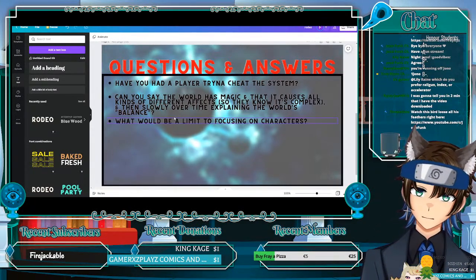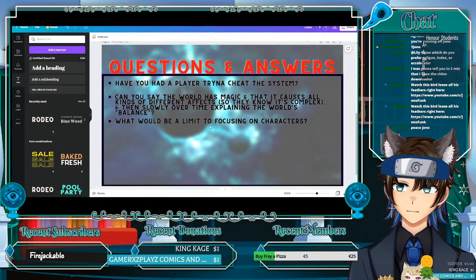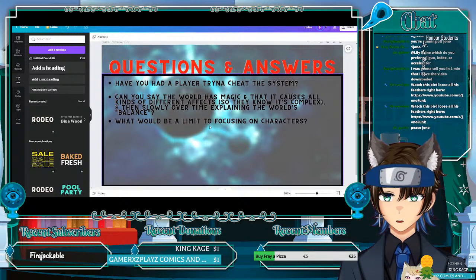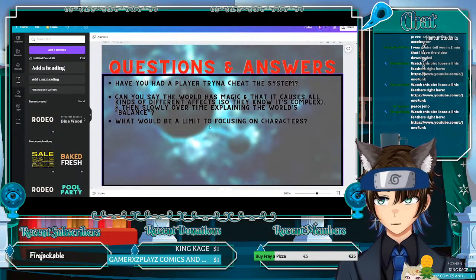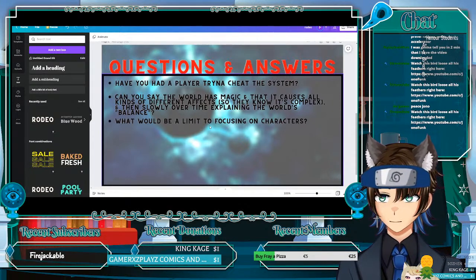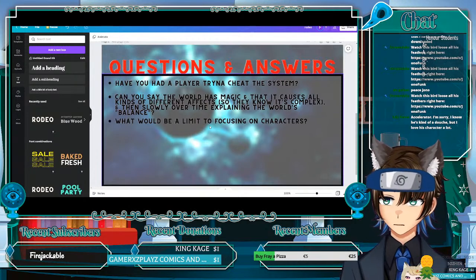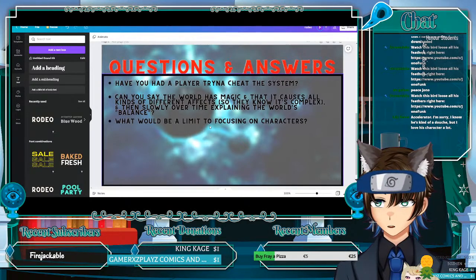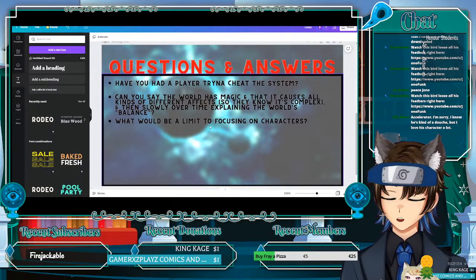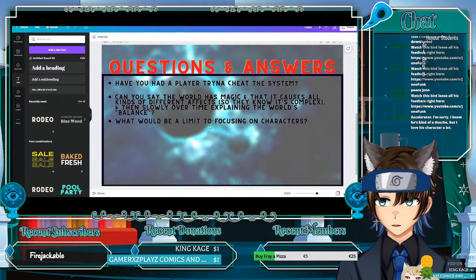Now, what would be the limit to focusing on characters? So, you know you're focusing on the characters too much when the world starts to warp around them straight away, right? The main villain, here's my biggest advice. The main villain's goal in life shouldn't be to kill your characters. Your characters' goal should be to stop the villain from doing what he initially wanted to do.